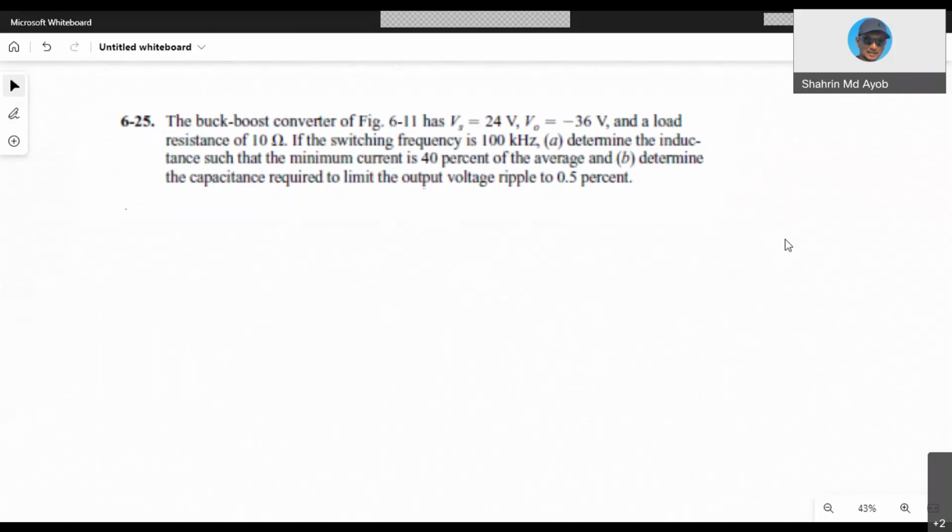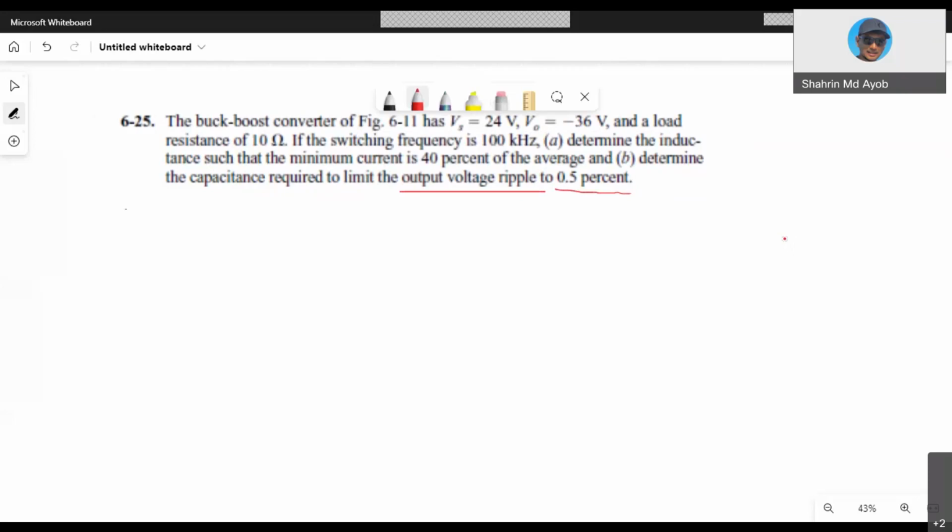Okay, determine the capacitance required to limit the output voltage ripple. This one is very good also. You see the information: determine the capacitance required to limit the output voltage ripple to 0.5%. So don't be fooled with this information, output voltage ripple, but it gives you 0.5%.